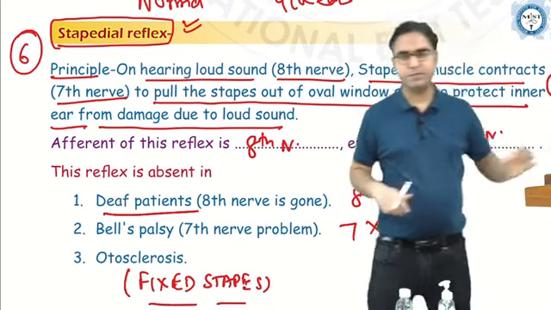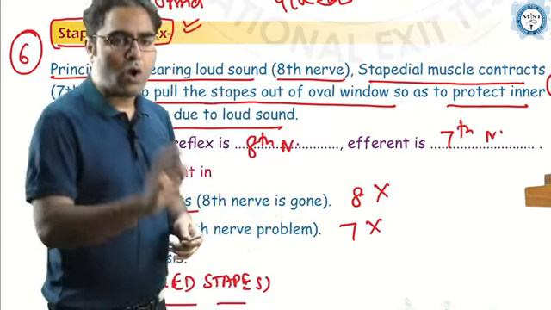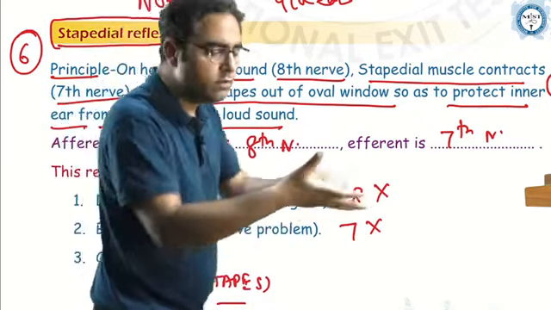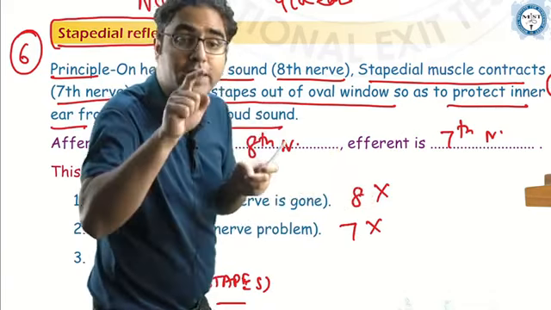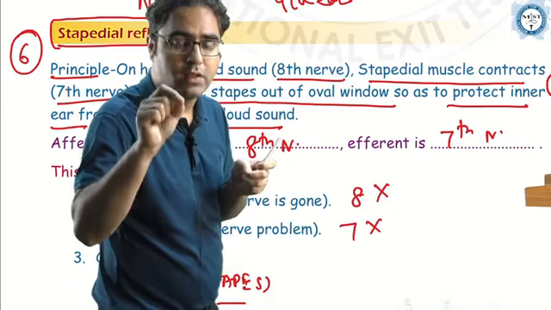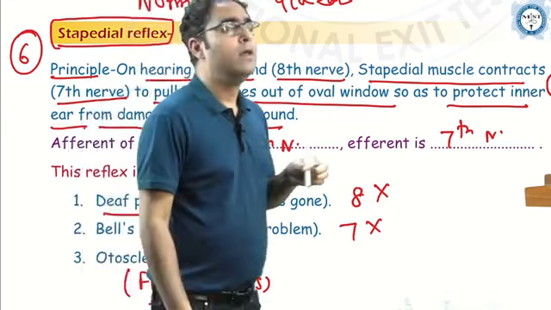Let us revise this. Stapedial reflex, the sixth test. On reflex, one stimulus, one response. On hearing loud sound, stapedius contracts to protect the inner ear. MCQ: inner ear protection. Highlight the words inner ear. On the sidebar, keep writing the important points. To protect inner ear, okay?